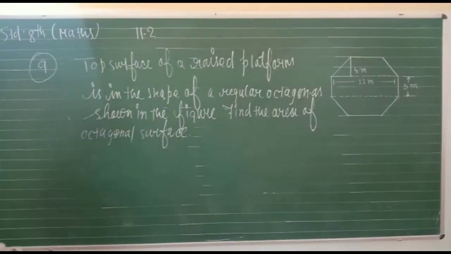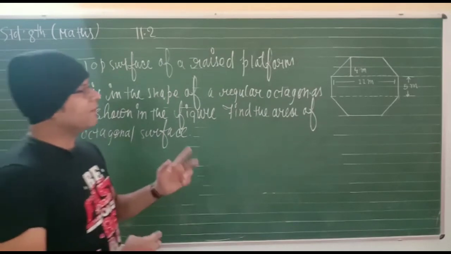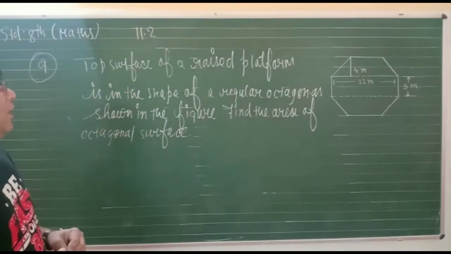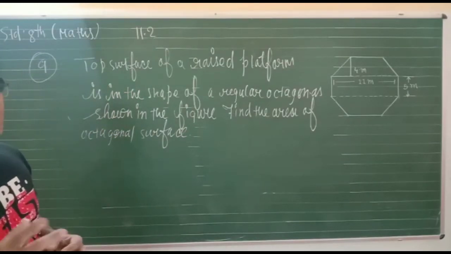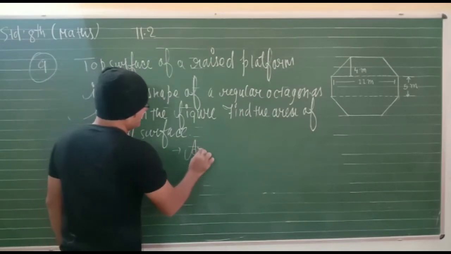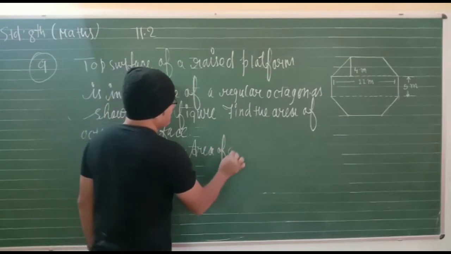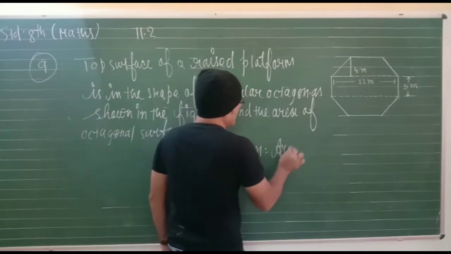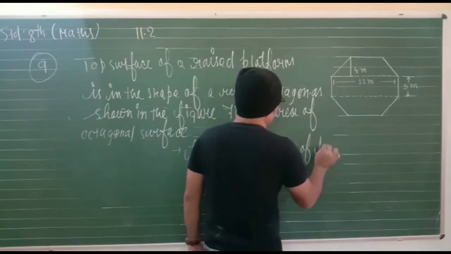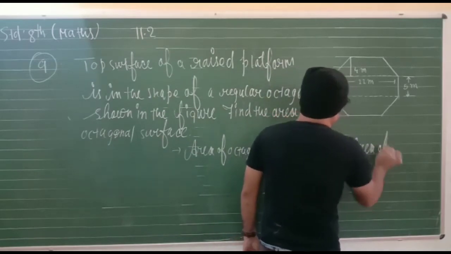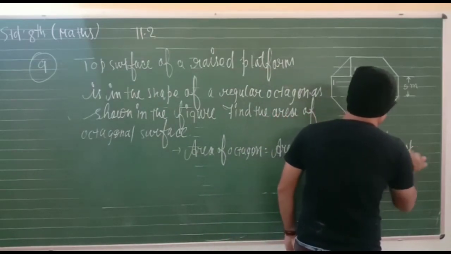Look at the question. Top surface of a raised platform is in the shape of a regular octagon. Look at the figure there, you can see the two trapezium and middle part there is rectangle. So to find the area we'll be targeting that only. Now see, you have to find the area of octagon. Area of octagon is equal to area of trapezium plus area of rectangle.